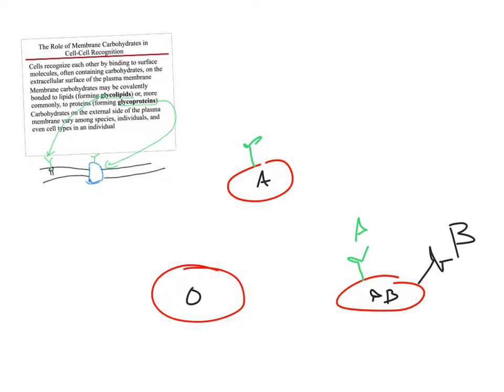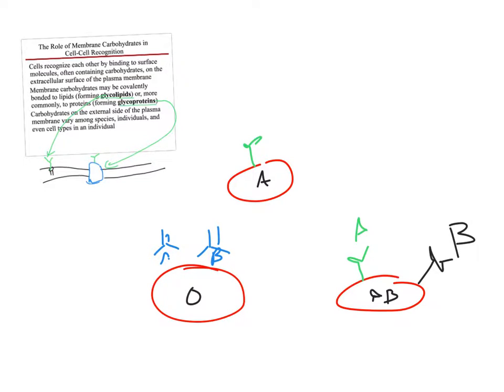If you don't have the carbohydrates, your body produces the antibodies. So in the case of O, they produce antibodies against A and antibodies against B. Why would they produce antibodies against A and B? Because it's not them. If I run into a cell that has this A carbohydrate that's not supposed to be in my body, I'm kicking it out.